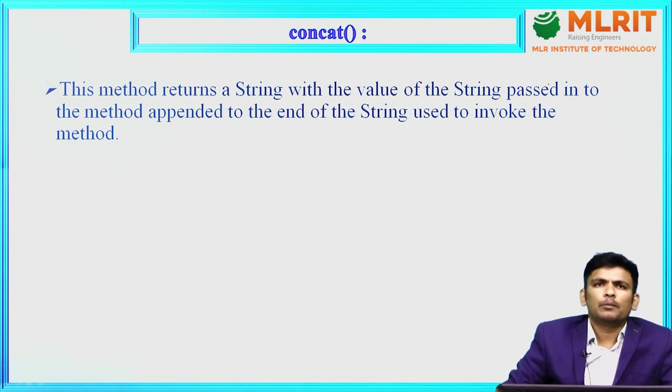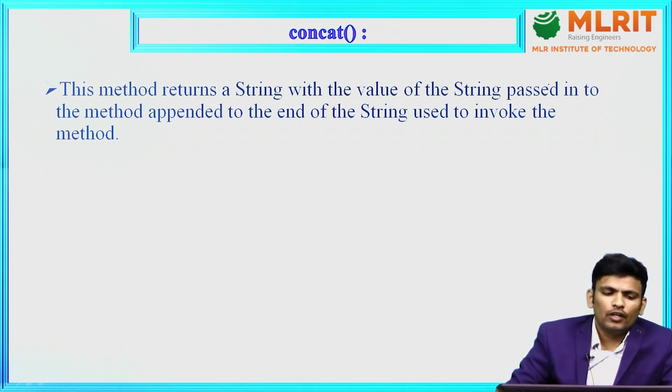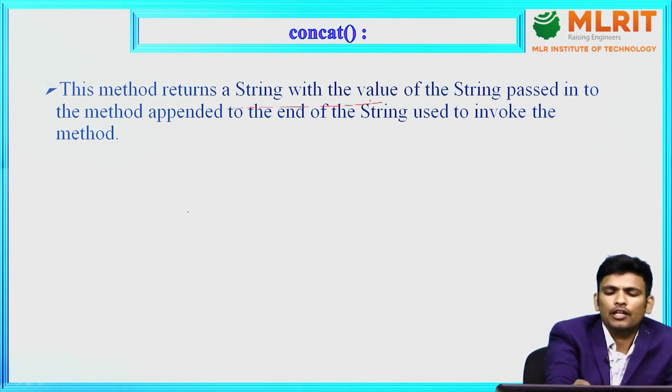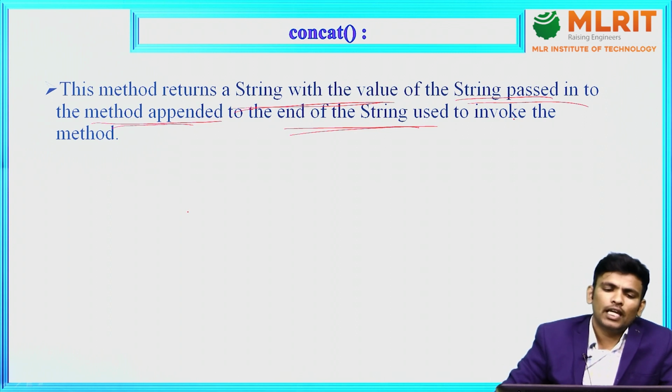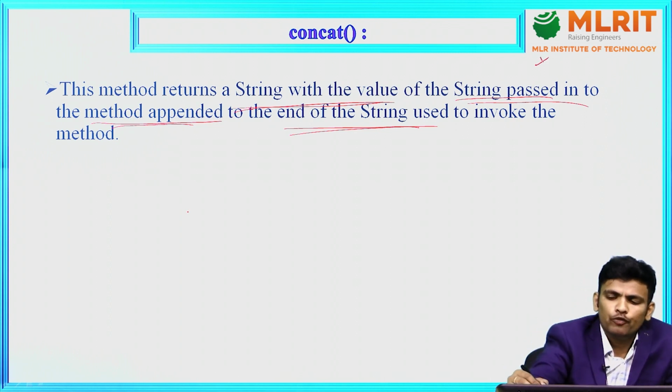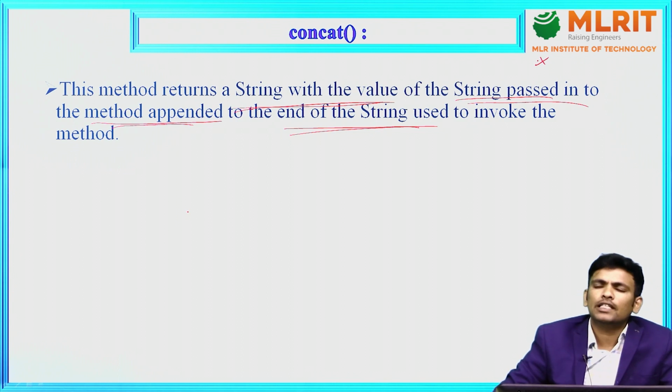And the concat method. As the name suggests, using the concat method you can perform the concatenation operation. This method returns the string with the value of the string passed into the method appended at the end of the string used to invoke this method. The same operation you can also perform by using the plus operator. The plus operator in Java acts as concatenation.